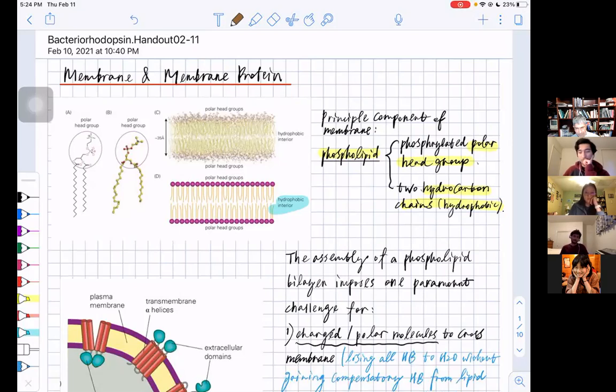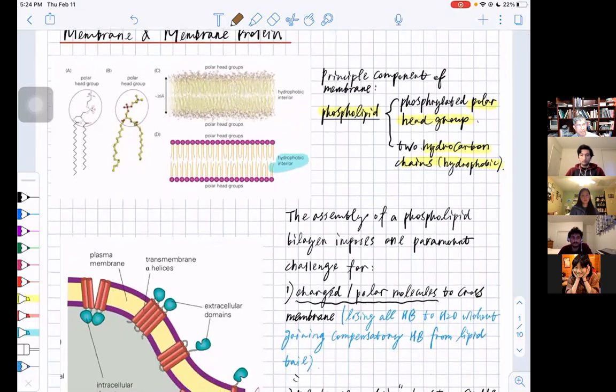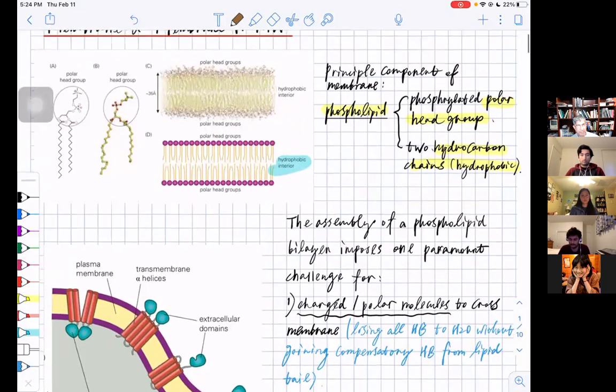As you know, the principal component of the membrane is the phospholipid, which consists of a polar head group and a long nonpolar hydrocarbon chain. The assembly of the phospholipid bilayer with its hydrophobic interior imposes an immense challenge for charged or polar molecules to cross the membrane, because in a membrane environment, the polar or charged molecule will essentially lose all the hydrogen bonds to water without gaining any compensatory hydrogen bonds from the lipid tail.